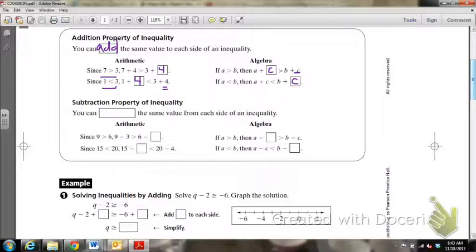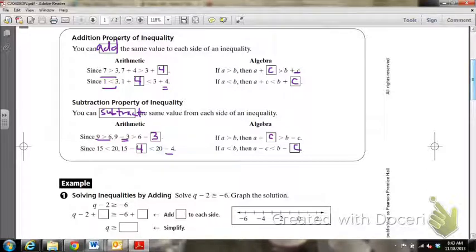Subtraction is just the opposite. You can subtract the same value from each side. So if you start with 9 is greater than 6, if you subtract 3 from the 9, you also need to subtract 3 from the 6. If you take 4 away from 20, you also need to take 4 away from 15. And the same is true with the c's for variables.